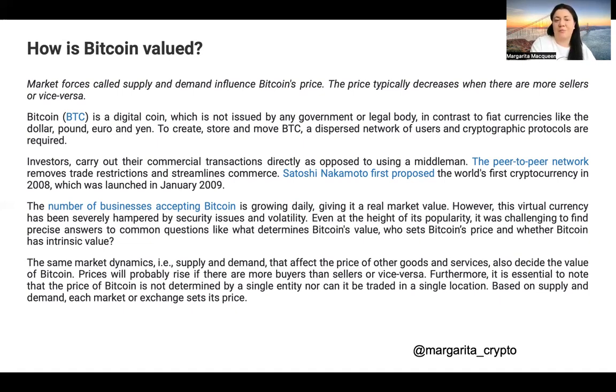Investors carry out their commercial transactions directly as opposed to using a middleman. The peer-to-peer network removes trade restrictions and stimulates commerce.